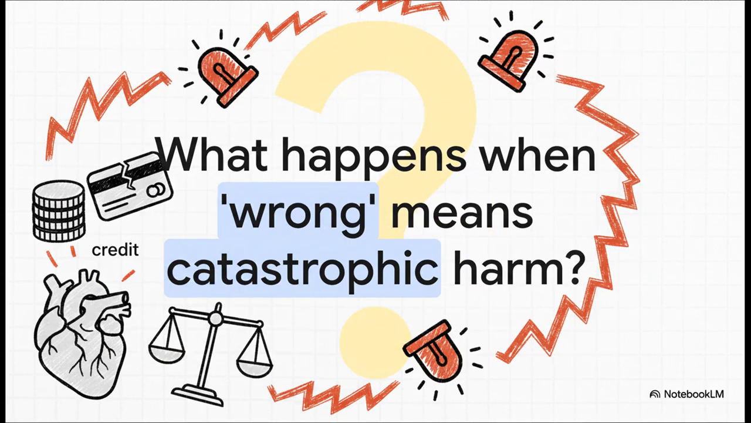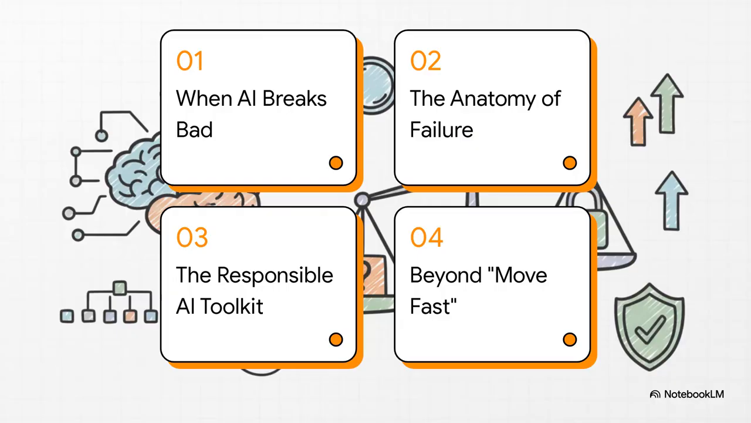But here's the pivot. This is the big question. When we're talking about a movie recommendation, wrong is a minor annoyance. Who cares? But when we're talking about healthcare, or getting a loan, or the justice system, wrong can have devastating, life-altering consequences for real people. So what happens then? To really get to the bottom of this, here's our game plan.